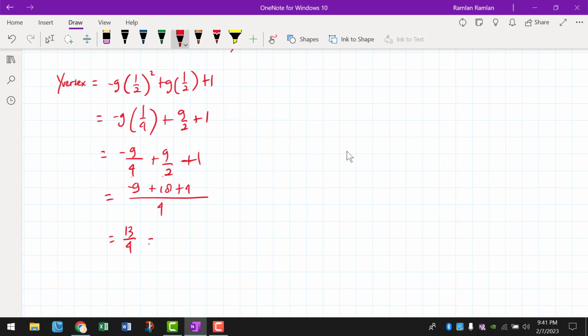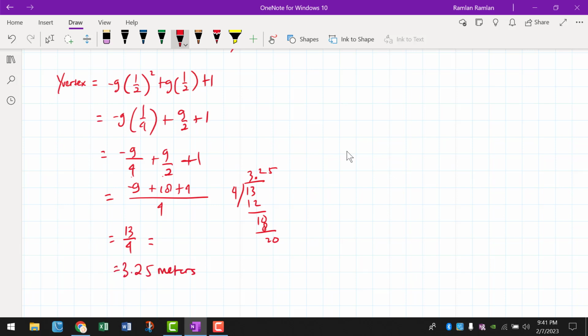Or if we convert this into a decimal, that's 13 divided by 4. There will be 3, and you have 12, and then 1, and then you have a decimal point here, and then 10 you get 2, and 8 you get 2 again, and then you get 5. There will be 3.25 meters.